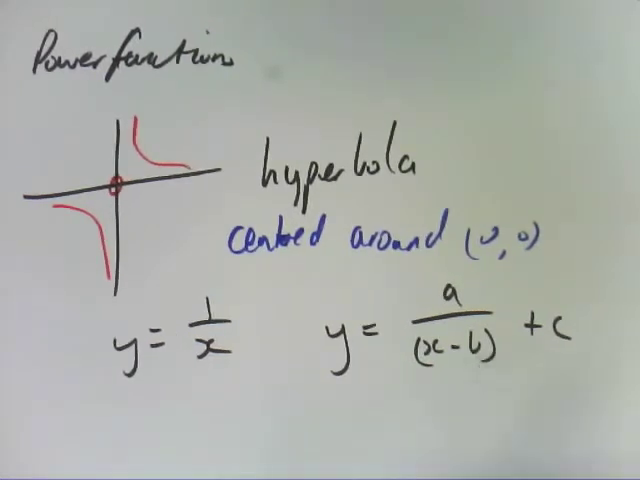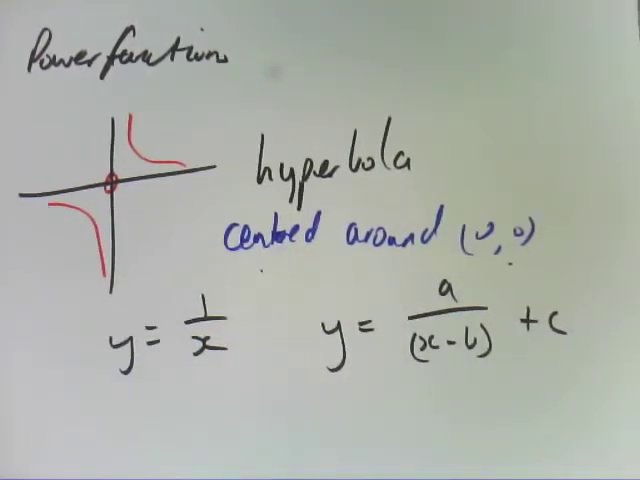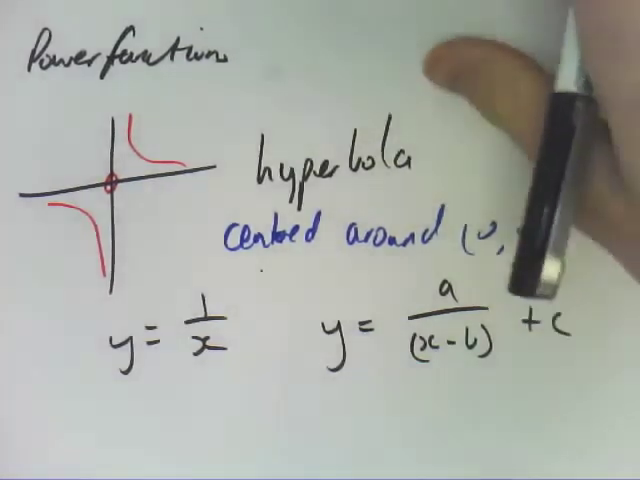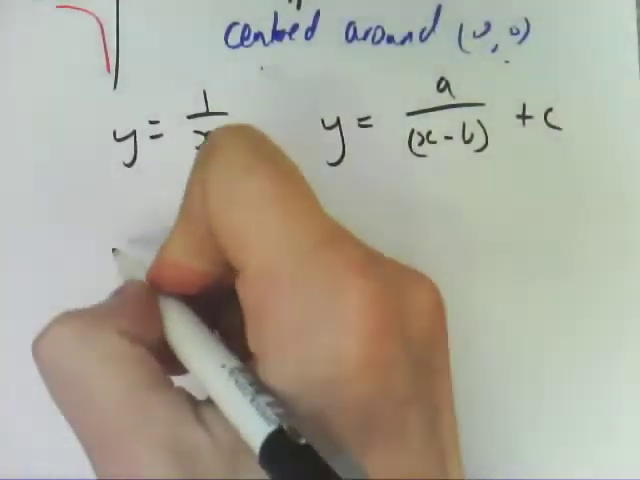So if it's minus B, you're moving it to plus B. If it's plus B, you're moving it to minus B. And remember that you are centered around 0, 0. So the same things apply as what we talked about last time. You're centered around 0, 0, move it first, and then go from there. So that's hyperbolas. The next one is the truncus.